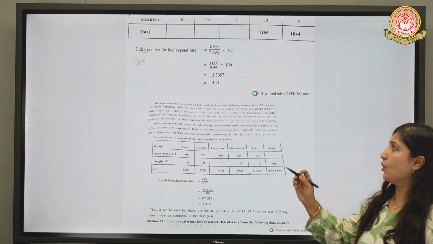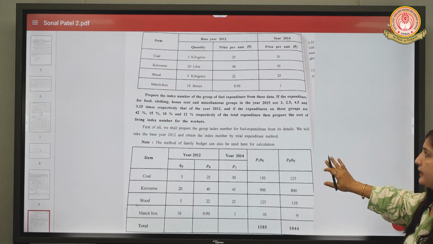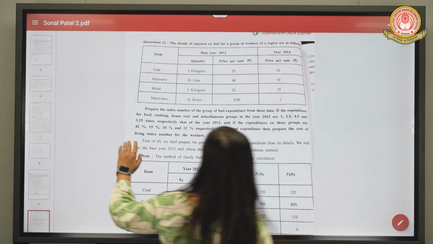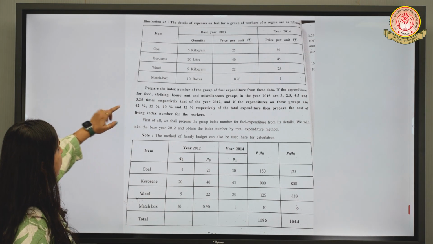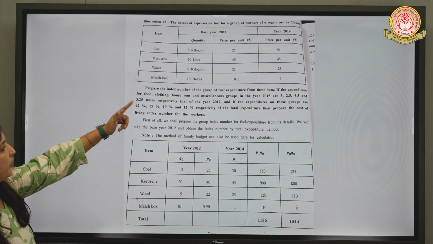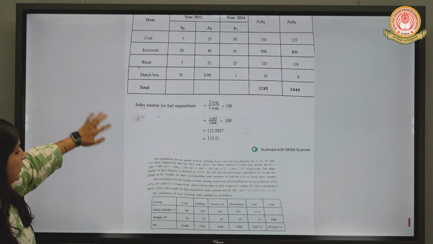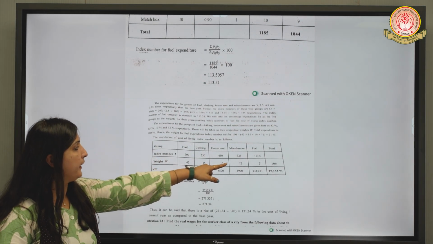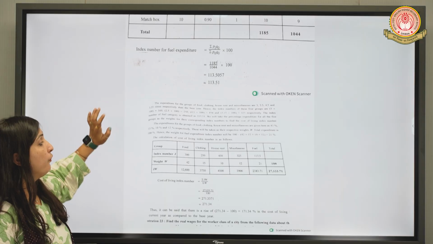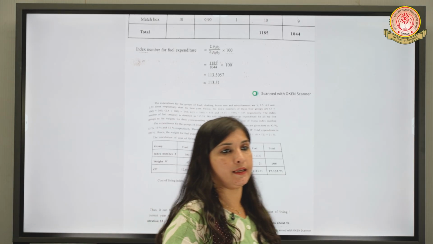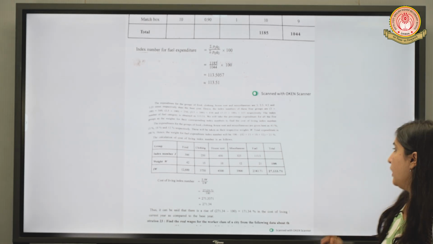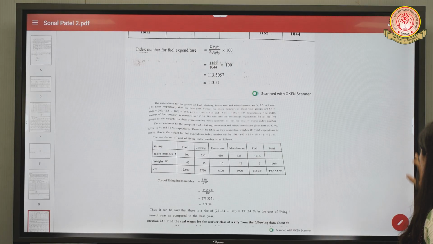Fine. So talking about the weights, what will be the weights? The weights mean the importance, right? The importance which is given over here is 42%, 15%, 10% and 12% of food, clothing, house rent and miscellaneous. But the importance of fuel is not given to you.